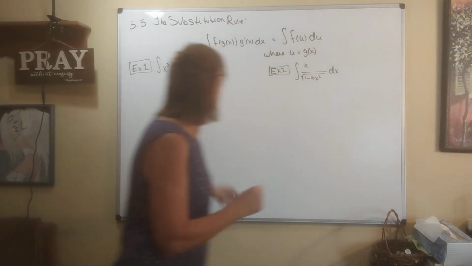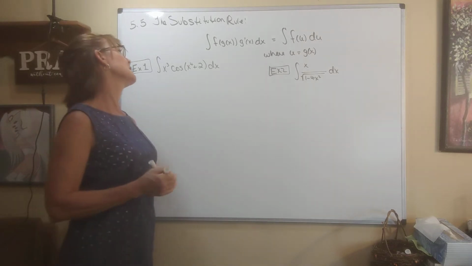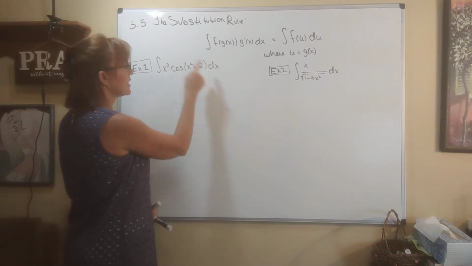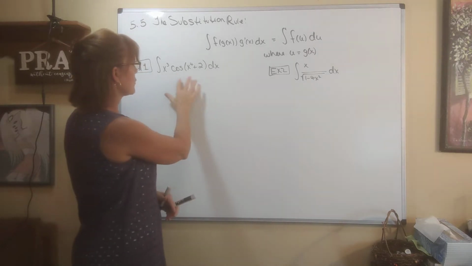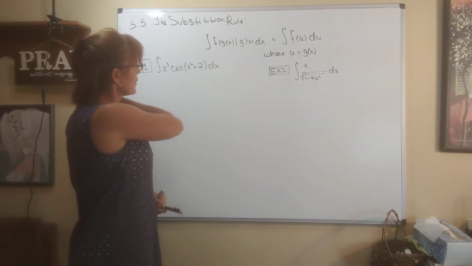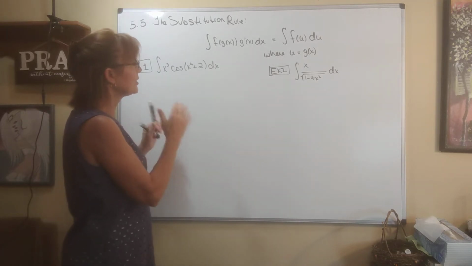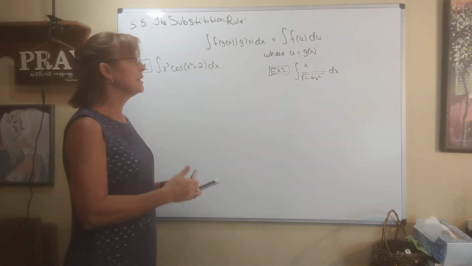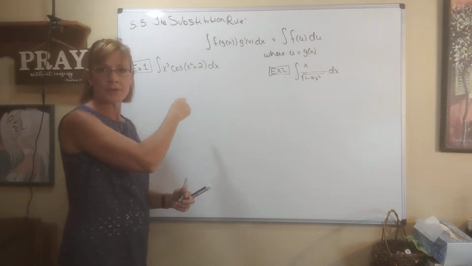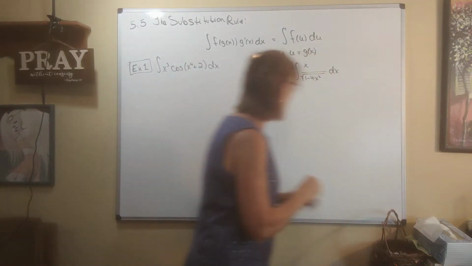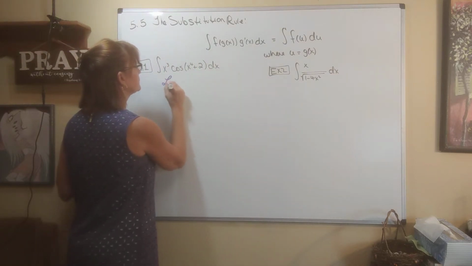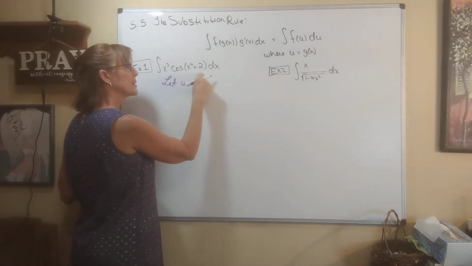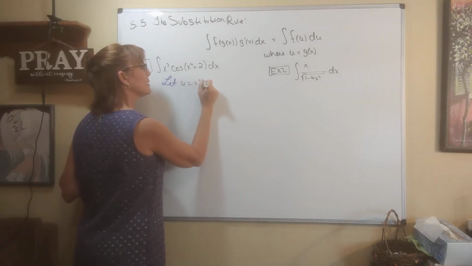Example 1 says we're going to integrate x cubed cosine of x to the fourth plus 2 dx. There's a cosine of a function, so there's a chain rule going on here if you were going to take a derivative. So the idea is to define u to be some function whose derivative, du, you see already sitting up here. In this case, I'm going to let u be equal to x to the fourth plus 2.